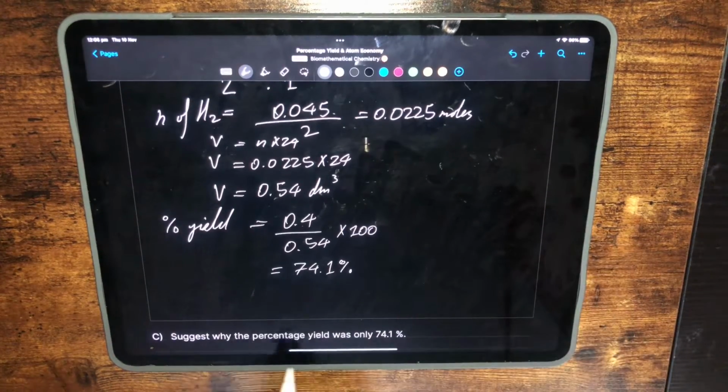Okay, so the next question: suggest why the percentage yield was only 74.1%. Alright, pause the video now and try and answer the question.